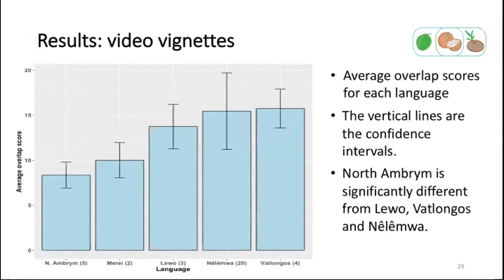And what we can see here in this chart is the average overlap for each language, and the vertical lines here are the confidence intervals. So Ambrym has the least amount of overlap compared to the other languages in our sample. That is, nouns are more likely to be associated with just one classifier category than the other languages. And so North Ambrym here is significantly different from Lewo, Vatlongos, and Nêlêmwa, and that means they function quite differently.